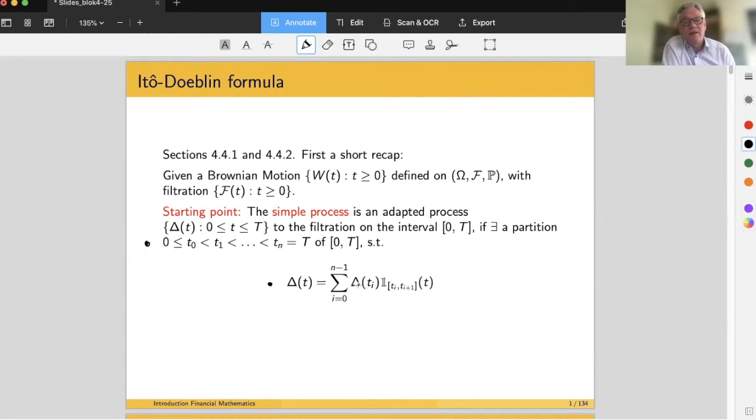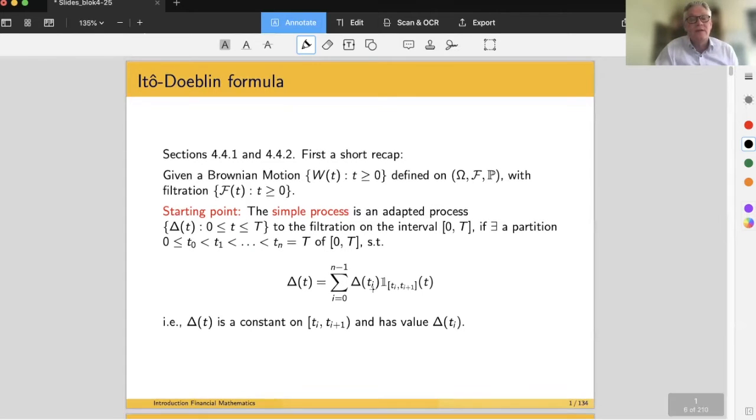It has value Delta_{t_i} on that interval, and that particular term is 0 elsewhere, and for another interval it has another value Delta_{t_i}, and again that is then constant over the small interval. So in the case of a simple process, Delta_t is a constant on each particular interval [t_i, t_{i+1}), and it has the value of the left side, Delta_{t_i}.